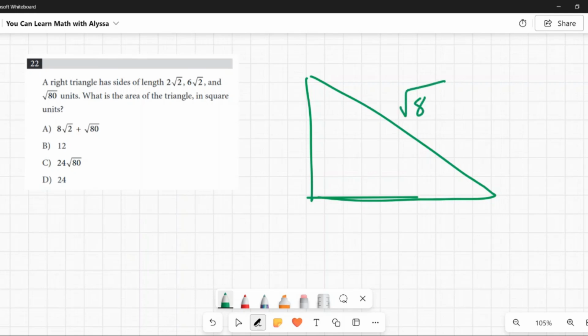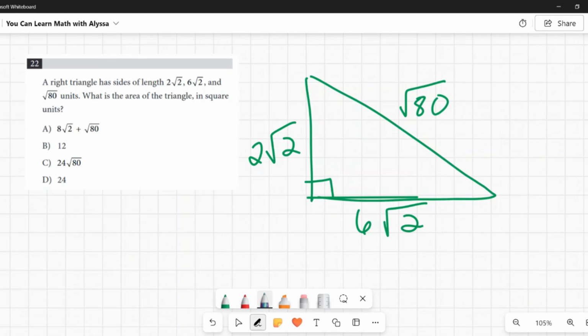So that's going to be out here. And then our two legs, I have not drawn this to scale, are 2 square root of 2 and 6 square root of 2. And it is a right triangle. Because it's a right triangle, we know that I can do 1/2 base times height, and the two legs are the base and the height. Always. So that makes things nice and easier.